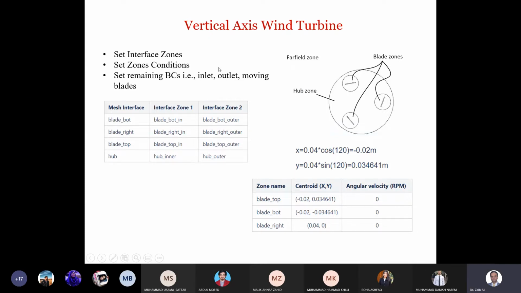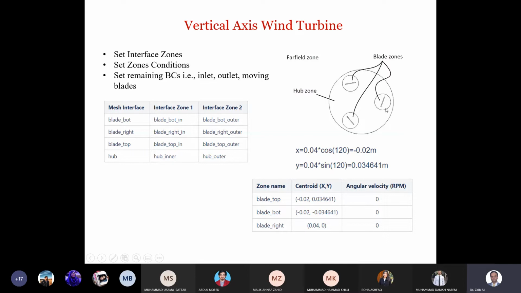And the second one will be set zone conditions. So first you need to define interfaces. You need to tell the solver that they are 2 separate zones and they are exchanging information. Then once you have done that, you move towards this step over here, zone conditions. Then you need to tell the solver that if this is the zone, this is its centroid, and if it is moving, it's moving relative to what, and with how much velocity. So that is part of what we call zone conditions.